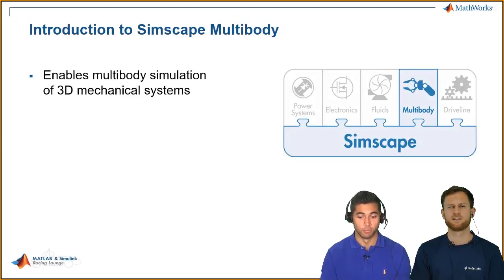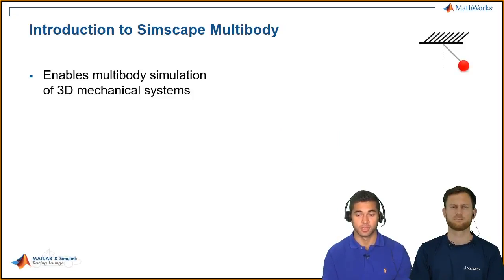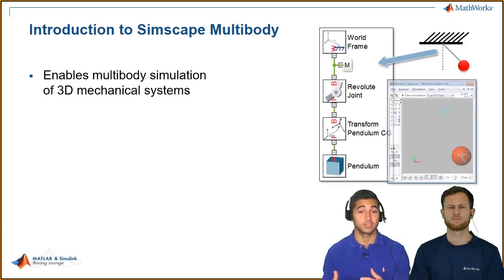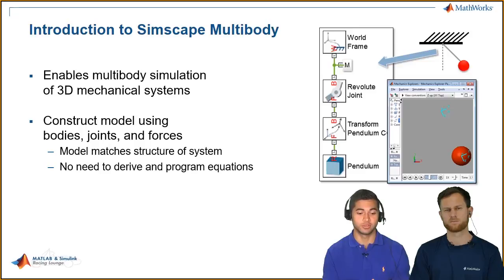Excellent. So Multibody, as I mentioned, is an extension to the Simscape family of products. And it enables us to model 3D mechanical systems. So, for example, if we take this pendulum, and I actually model that in Multibody, this is what my model looks like. And also, this is the animation that I get with it. So what you can see here is that we can build this model using bodies, joints, forces, and the structure of my model actually resembles the structure of my system as well.